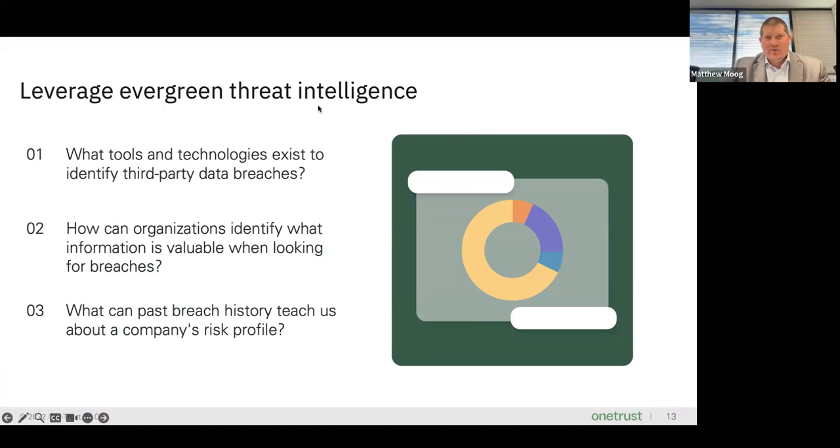So, moving to a slightly different topic, evergreen threat intelligence, and a couple of thought-provoking questions here. What tools and technologies exist to identify that? Where are you guys pulling data from? Where do you see the most value in the data sets that you are currently looking at?